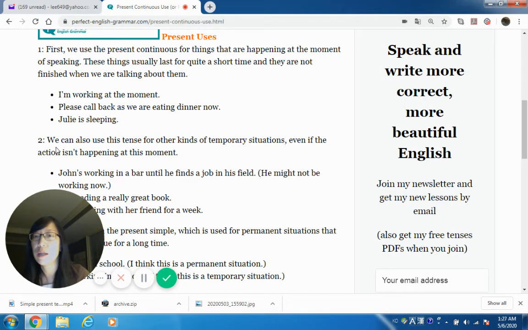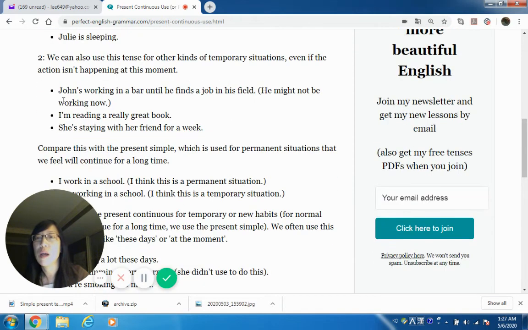Number 2 case. We can also use this tense for other kinds of temporary situations, even if the action isn't happening at this moment. John's working in a bar until he finds a job in his field. So this is a temporary situation. He's working at a bar, but this is just temporary because he's working at a bar until he finds a new job. That's why it's temporary.